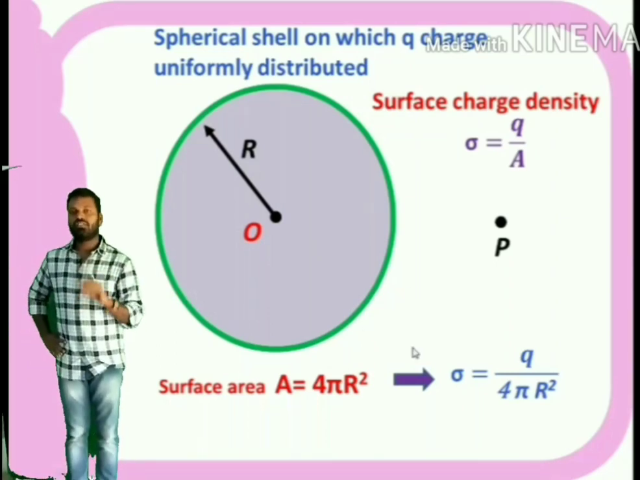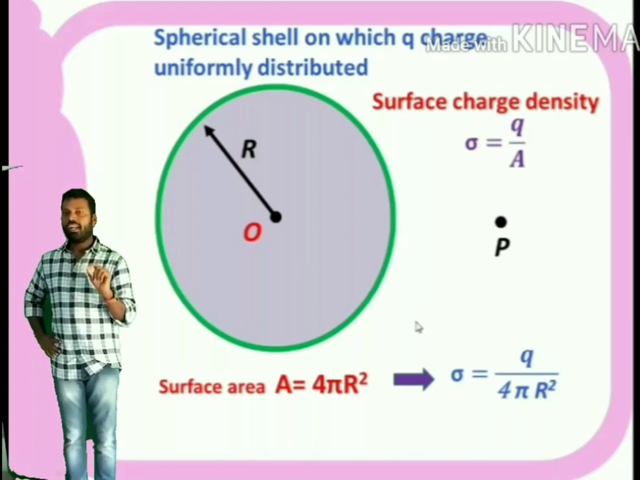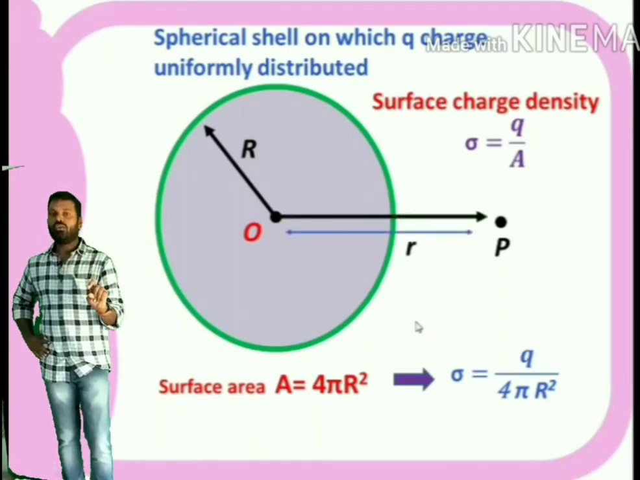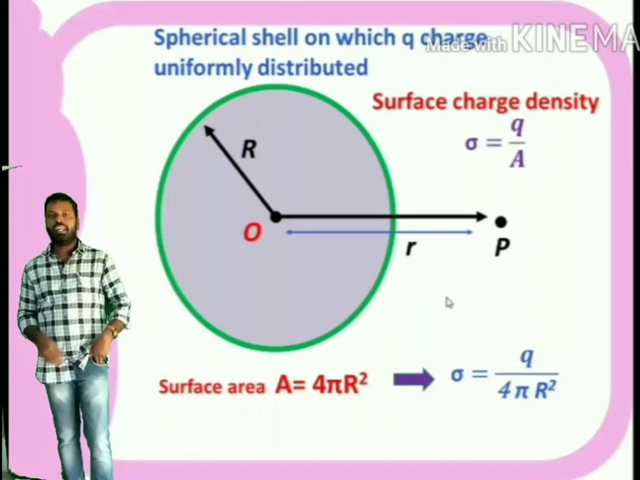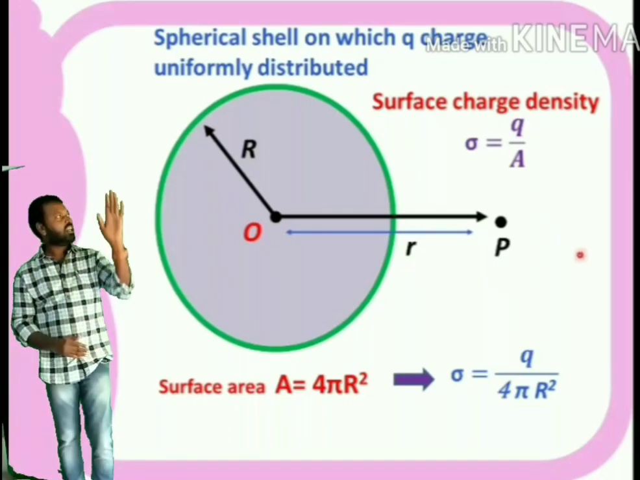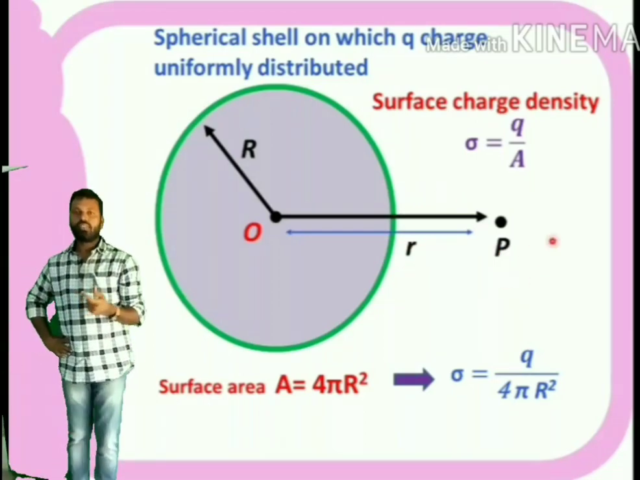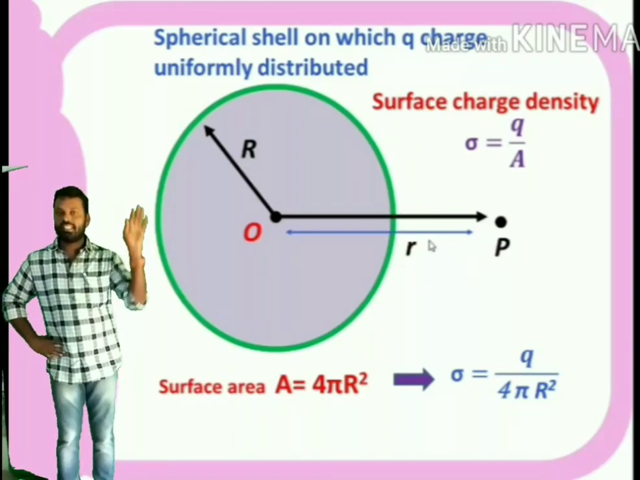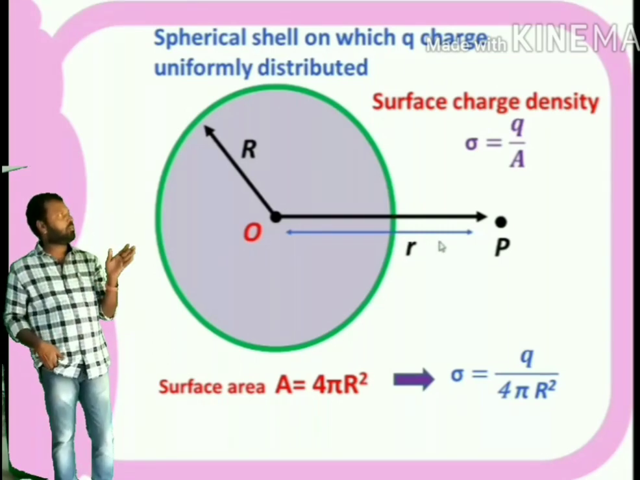Q is the charge which is uniformly distributed on the surface of this shell. Now what I am doing? I want to find out electric potential due to this shell at a point P which is at a distance small r from the center O. Now this point is outside. So I want to find out electric potential at a point outside the shell.